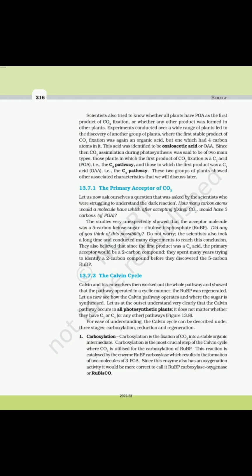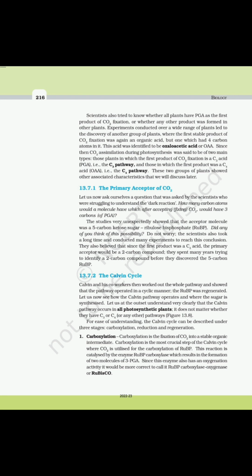13.7.1 The primary acceptor of CO2. Let us now ask ourselves a question that was asked by the scientists who were struggling to understand the dark reaction. How many carbon atoms would a molecule have which, after accepting, fixing CO2, would have 3 carbons of PGA? The studies very unexpectedly showed that the acceptor molecule was a 5-carbon ketose sugar. It was ribulose bisphosphate, RuBP.